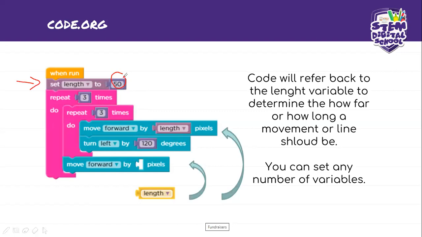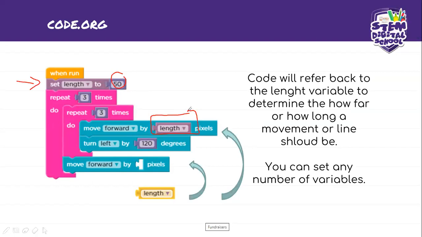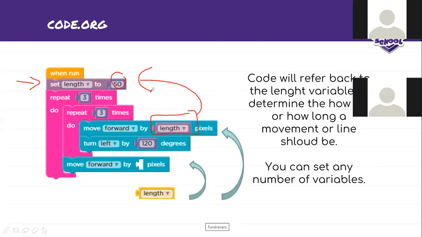And then you will see in our move forward block, we've just put length. We don't have 50 pixels or 100 pixels. It just says length, because the length has been predetermined up here when we set length to 50. So every time we use the word length, we know it will be 50. But we can always go back and change this little puzzle block at the end, or change the value inside the puzzle block to anything we want.